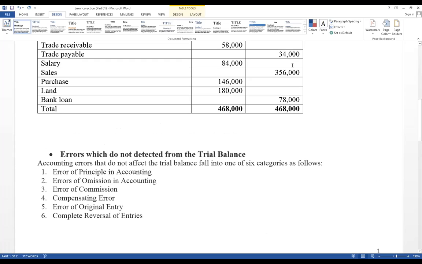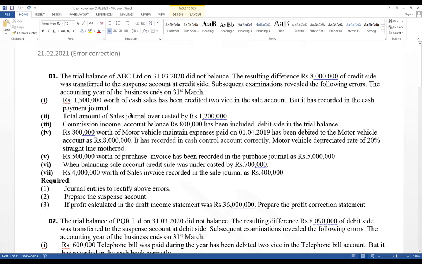Right. Today I'm going to discuss some examples relevant to the error correction part. Think about question number 1. Right, first one, see question number 1. There are 3 requirements available. It has given the trial balance of ABC Limited, 31st March 20, which did not balance. If trial balance is not equal, the difference value should be considered as a suspense account.